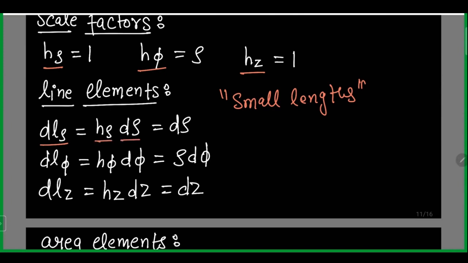What is h rho? h rho is 1, so it will simply be d rho. What will be the small length along phi? It will be h phi into d phi. h phi we covered is rho, so it will be rho d phi. What will be the small length along z? It will be hz dz. hz is 1, so it will simply be dz. So these will be your small lengths along rho, phi, and z.